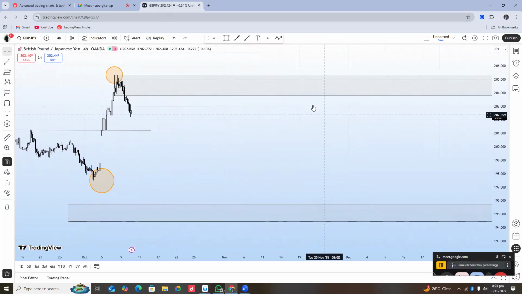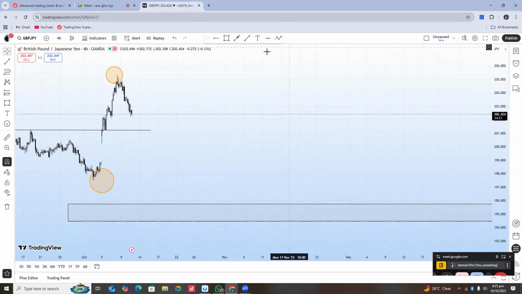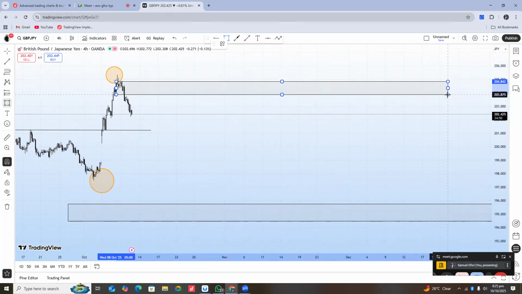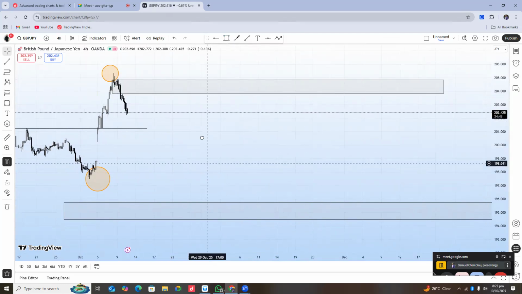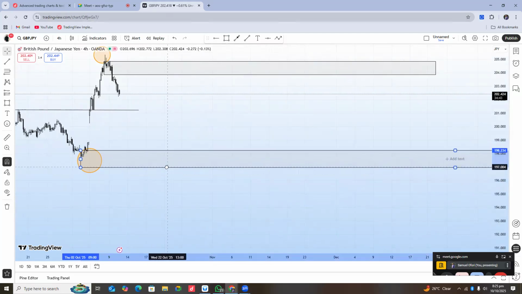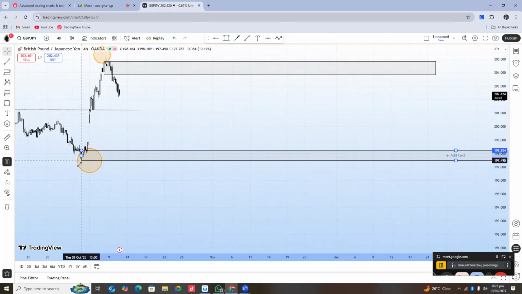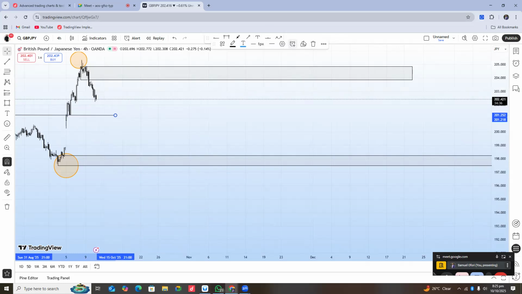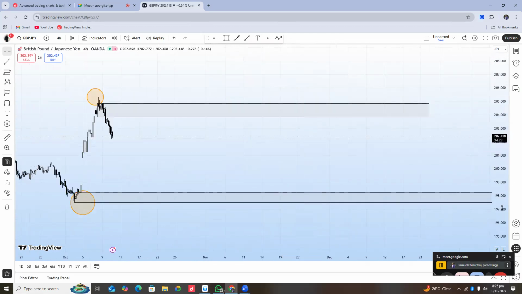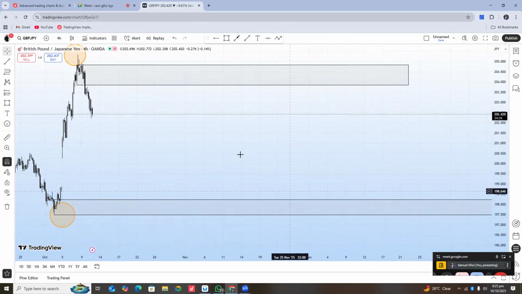Okay, so now we are back to 4 hours. So we are going to adjust it to suit the 4 hour level. And so I have this level here. I think it's almost the same as what we did over there. And then yes, I have this one here as well. So I can take this off. The break of structure has already happened. So now this becomes my trading range.